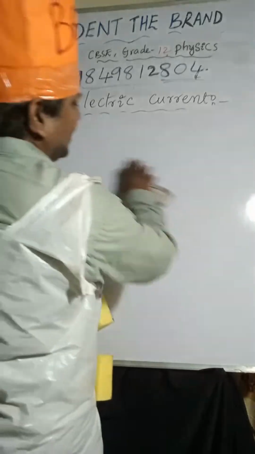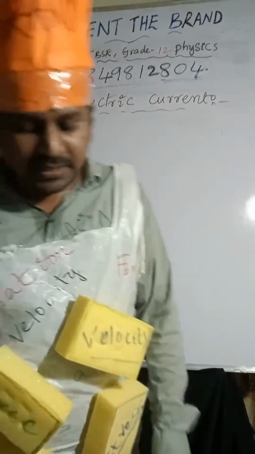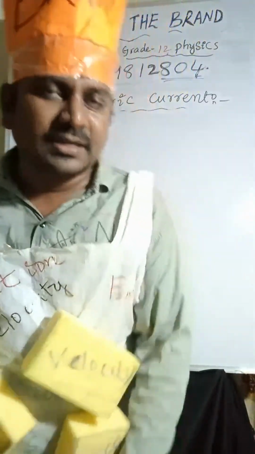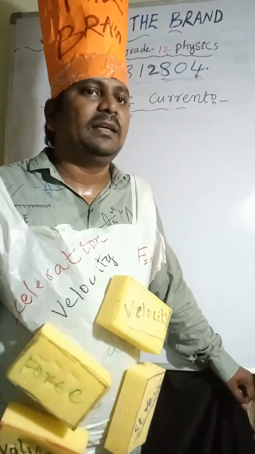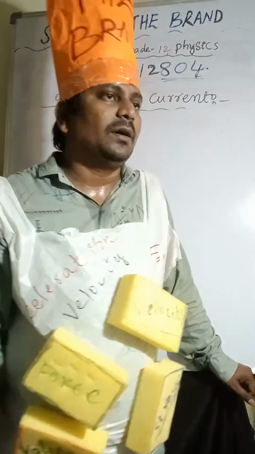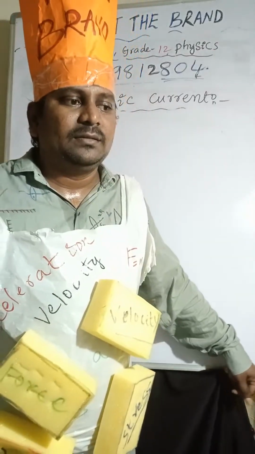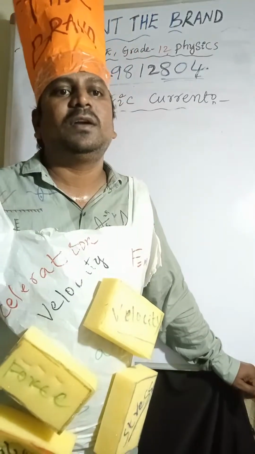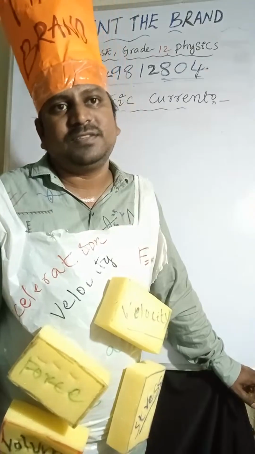Next we will discuss the heating effect of electric current; potential difference is already completed. H equal to I square RT, also known as Joule's law of heating. That is energy dissipated in the form of heat, H equal to I square RT. Next we will discuss grouping of cells.